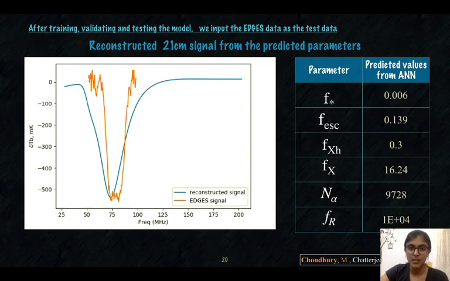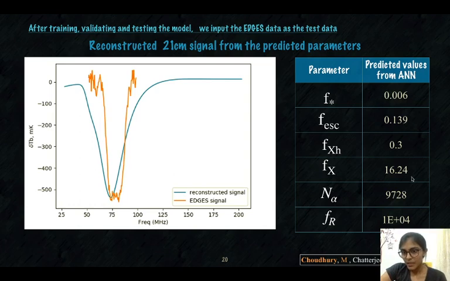After training, validating and testing the model with this foreground plus signal scenario, since we have data which is an observation, we put that observation into our network. We take the data from the EDGES data, the total observed sky brightness temperature, and put it into the network to see the estimated parameters predicted by the network. These are the values of the parameters which we get: f star, f escape, fx, and N alpha and fr.